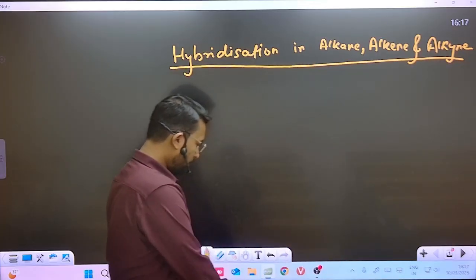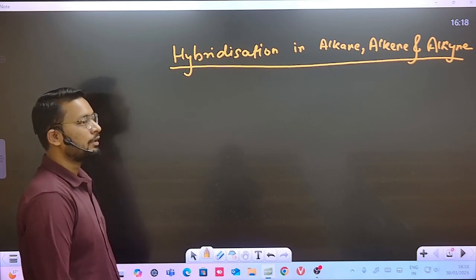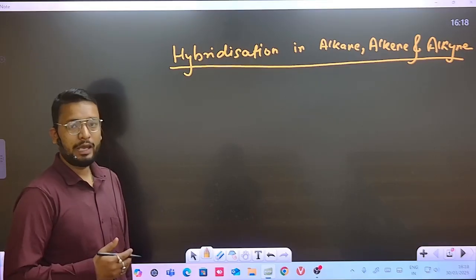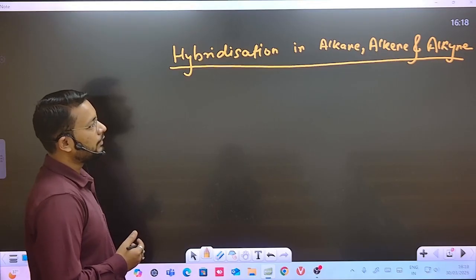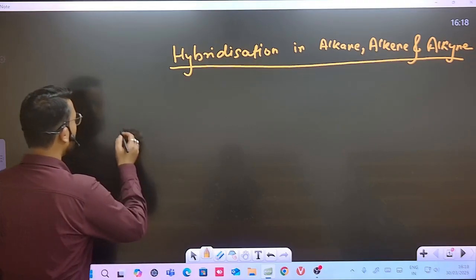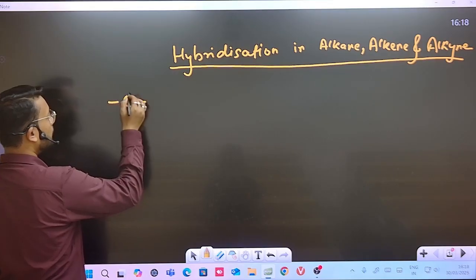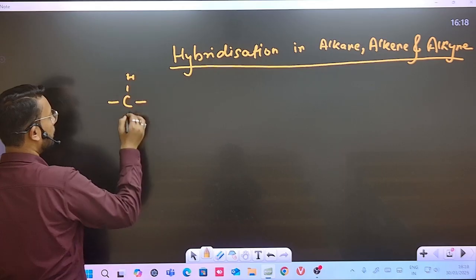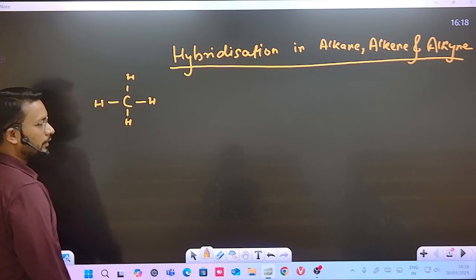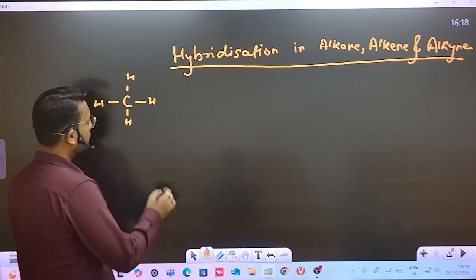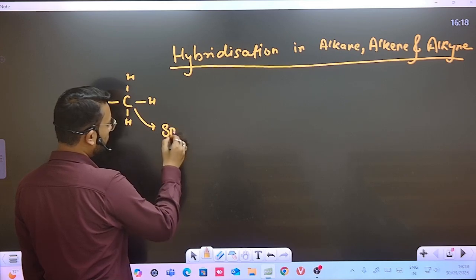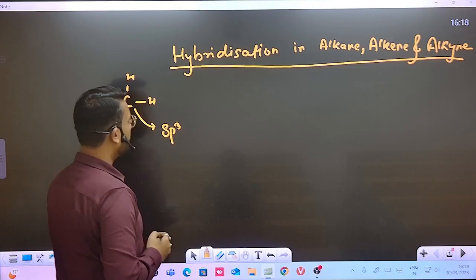Before starting the lecture, I assume that you know the basic three hybridizations that we follow in alkane, alkene, alkyne. In alkane, there are single bonds with the carbon atom and 4 hydrogens are attached to this carbon. If I ask you what the hybridization of this carbon is, you would say this carbon is sp3 hybridized.